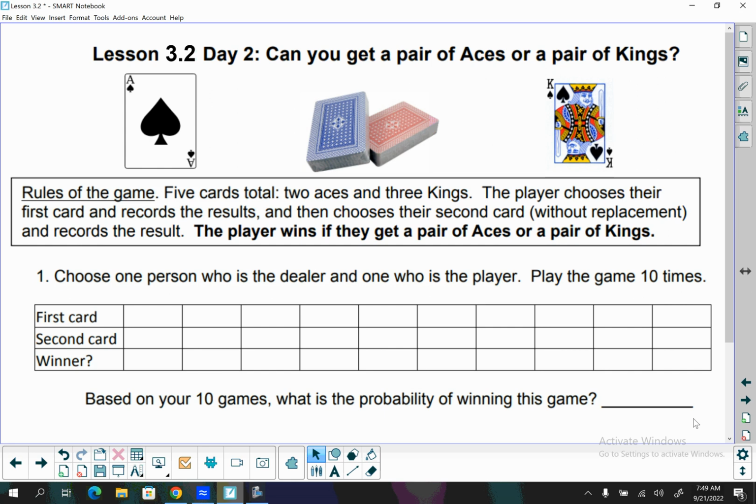You win if you get a pair. So if you get 2 aces or 2 kings, you win. And then you're going to record that win or loss at the bottom. And you're going to do it 10 times and you're going to do it for each of you. Okay? Go.